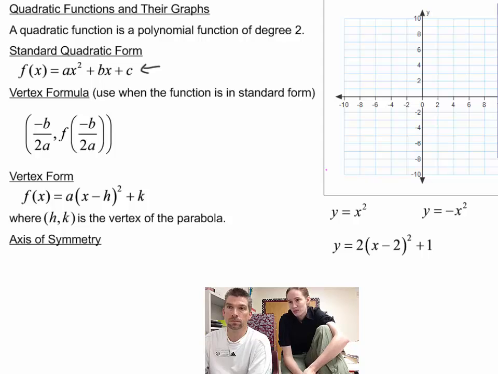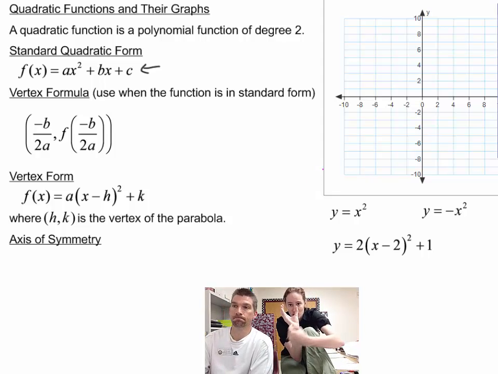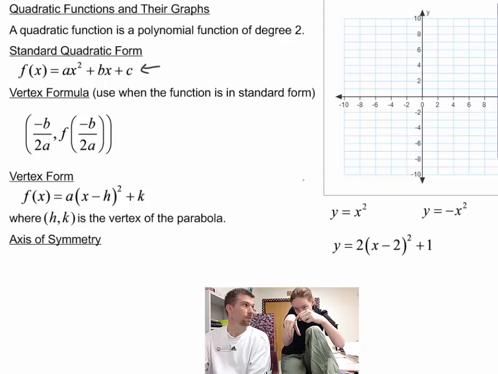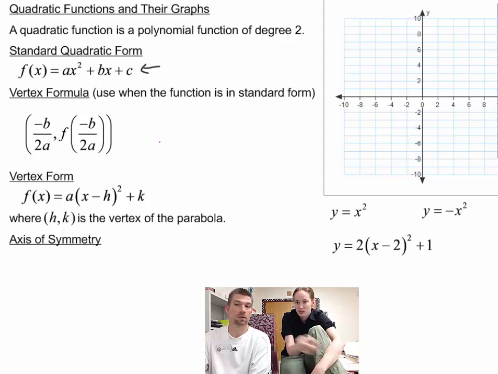Vertex formula. Either the lowest point or the highest point of your parabola, that's the vertex, depending on if it opens up or opens down. If it opens up, it's the lowest point. If it opens down, it's the highest point. The way you can find that from standard form is negative b over 2a. You find that, and then you plug it into your function, and that gives you f of negative b over 2a.